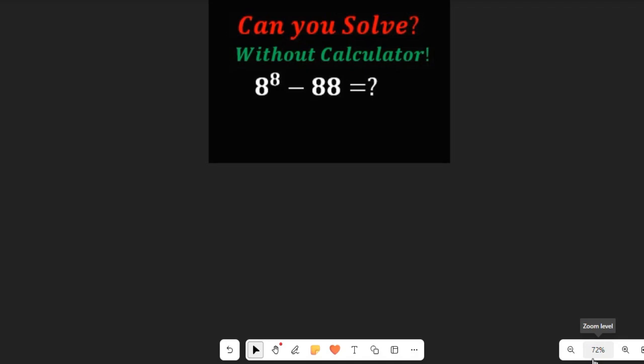Hello. What if you are asked to solve this expression without the use of a calculator? What will you do first? Now, you should know that 8 to the power of 8 can be difficult to find without a calculator. So the best thing to use is to see how you can use algebraic expressions in solving this. Join me as we use that in solving this expression.